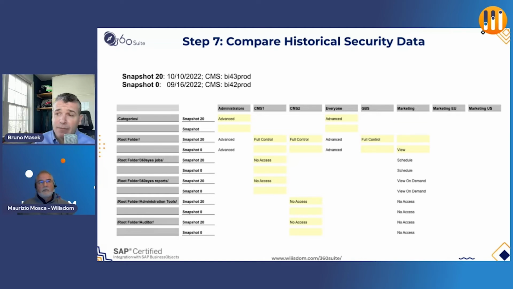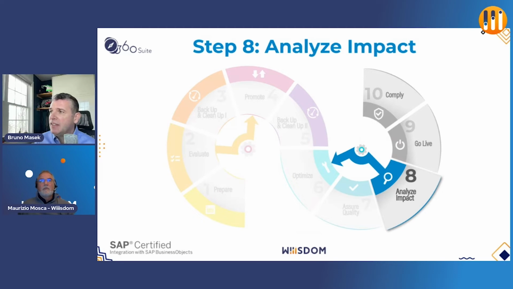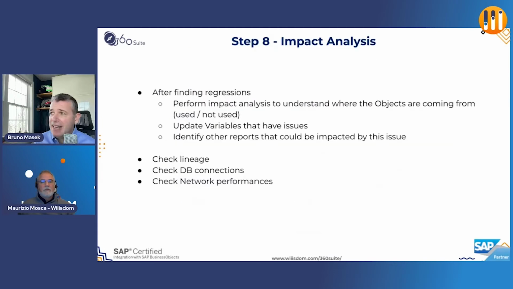And here, with this type of access to the metadata that we have, we're actually able to do regression testing on basically all the metadata that we're collecting, and we can compare multiple snapshots together. So here we've taken the security example. The next step is about analyzing impact. So after you found regressions, what do you do?